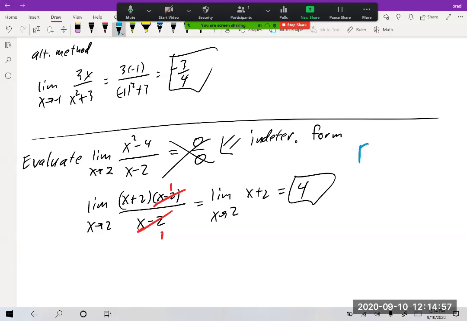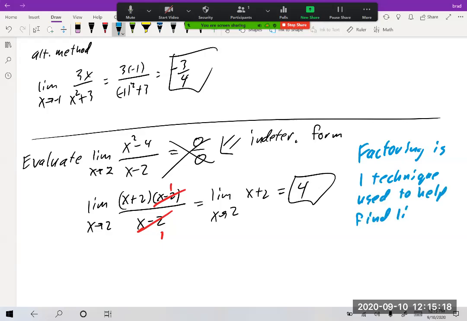Okay, so let's say factoring is one technique used to help find limits, because it works especially well with rational functions. A lot of times rational functions have factoring. We can do some cleanup on those. Okay. All right, so let me take a look at another one.